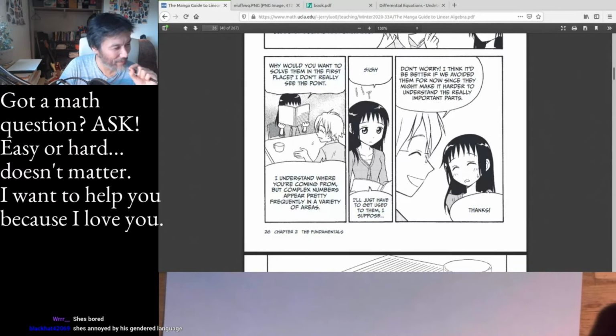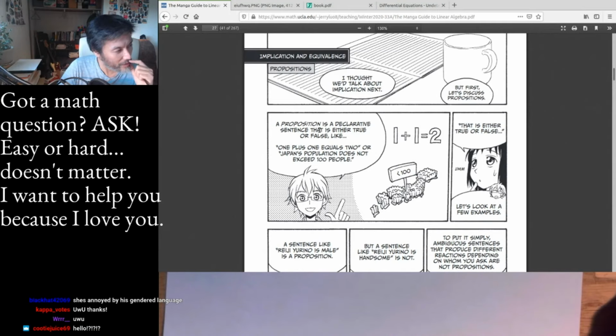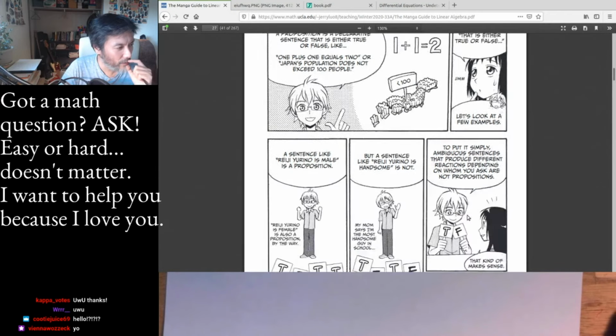Thanks. What's happening here? Oh, wow. Implication and equivalence. Propositions. I thought we'd talk about implication next. But first, let's discuss propositions. A proposition is a declarative sentence that is either true or false, like 1 plus 1 equals 2, or Japan's population does not exceed 100 people. That is either true or false.